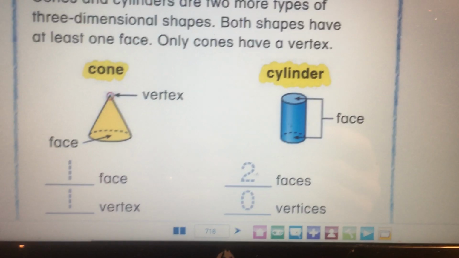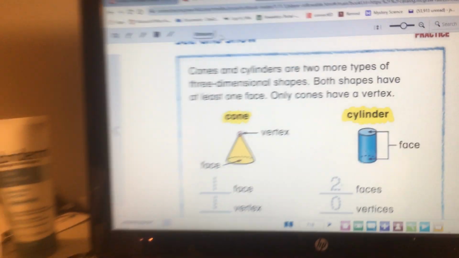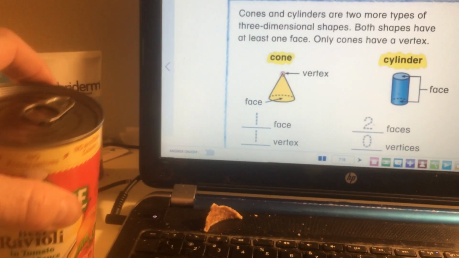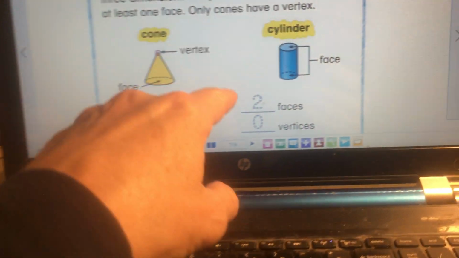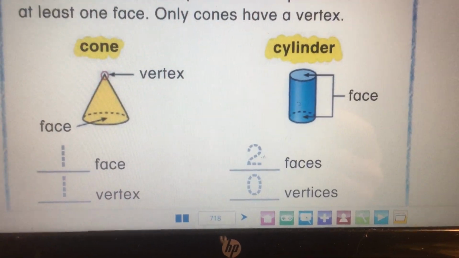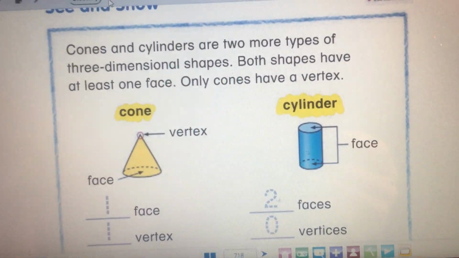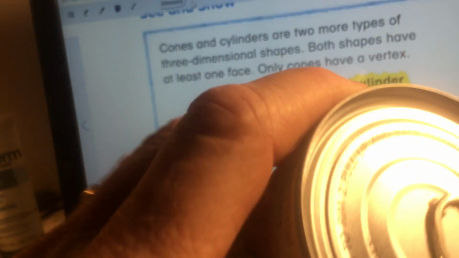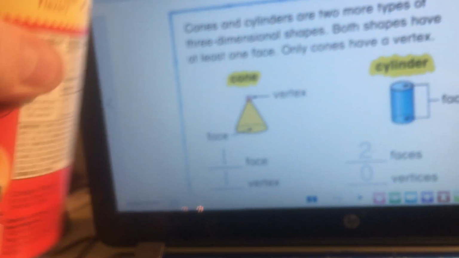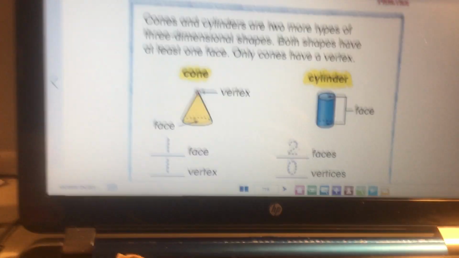Now the cylinders. How many faces does the cylinder have? It's got one on top, one on bottom. So two faces. So write two right next to where it says faces. How many corners or vertices? This is one of the only shapes that has no corners or vertices. It has zero. So please trace in the zero there.